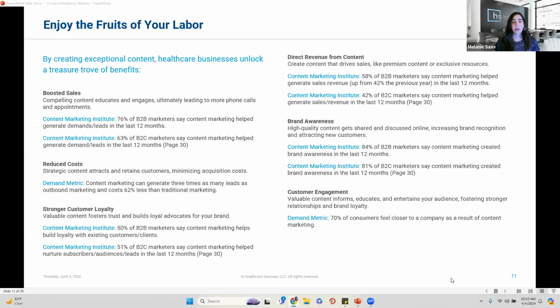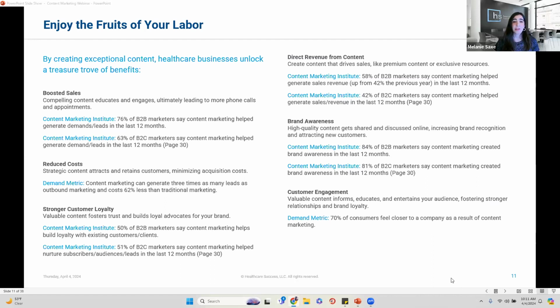And then we know from studies that it pays off, and it really does, both in the B2B space and the B2C space. We have a ton of data here that we can share. For example, boosted sales: 76% of B2B marketers say content marketing helped generate demand and leads in the last 12 months. Same thing for B2C, 63%. It also helps us reduce costs.